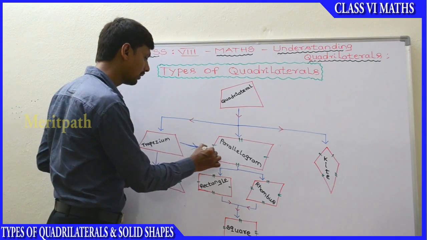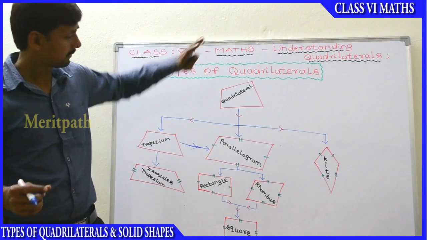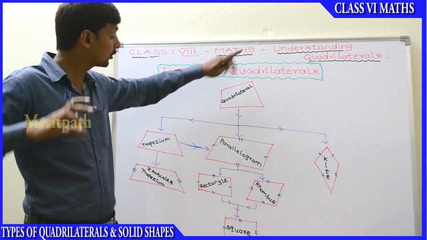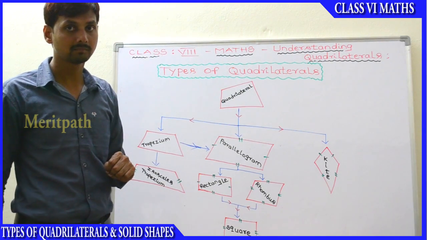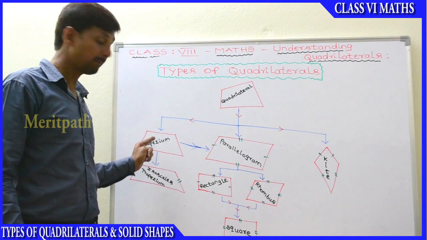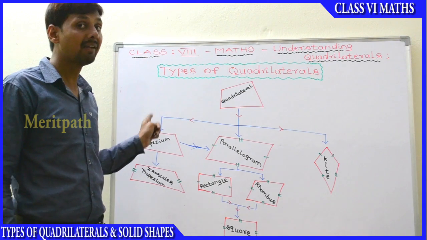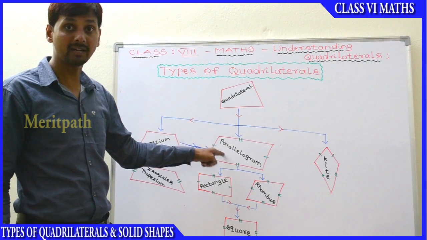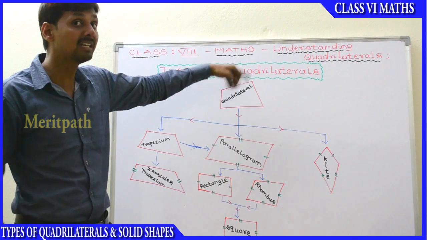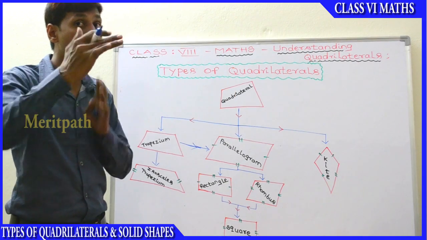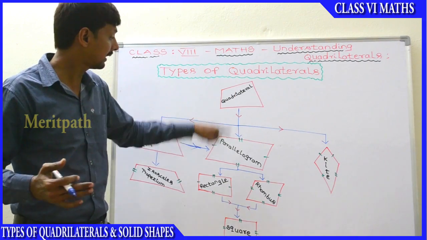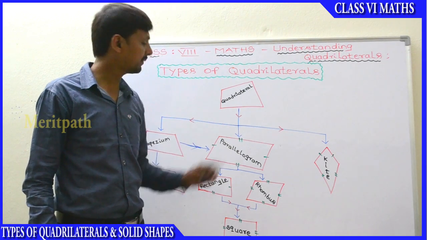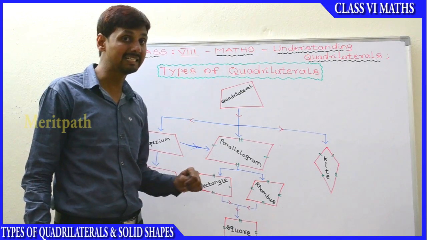And in a quadrilateral, if opposite sides are parallel to each other, it also becomes a parallelogram. In a trapezium also, if opposite sides are parallel to each other, we call it a parallelogram. And thirdly, if you take any quadrilateral and opposite sides are parallel and equal, then we call it a parallelogram. So what we understood? Opposite sides are parallel and equal.